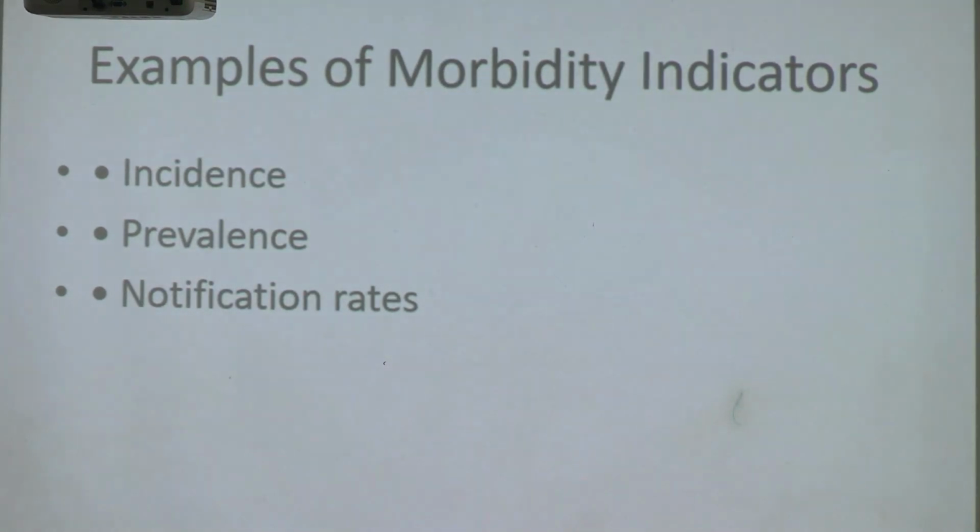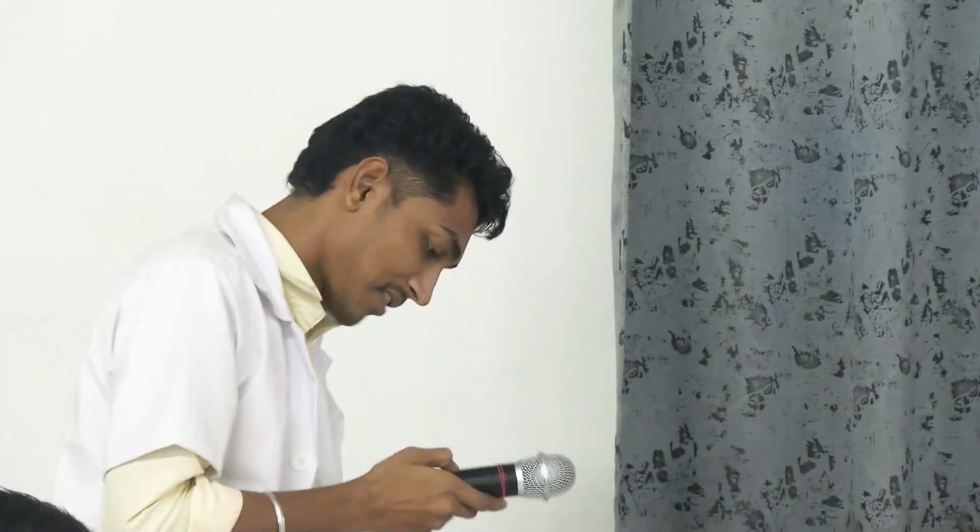So what is incidence of a disease? What's your name? Any idea? Okay. Give mic to Riddhi. Riddhi, what is incidence? Incidence is the number of new cases occurring during a specific period. Sit down.